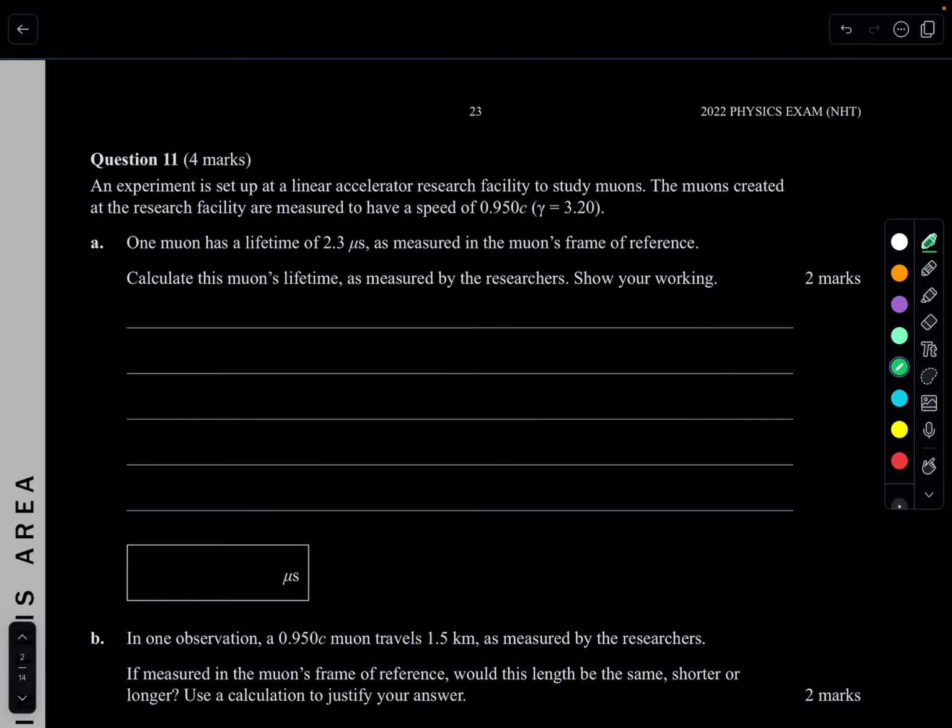Question 11. An experiment is set up at a linear accelerator research facility to study muons. The muons created at the research facility are measured to have a speed of this. One muon has a lifetime of this as measured in the muon's frame of reference. Calculate the muon's lifetime as measured by the researchers, showing working out. What a beautiful, easy question.